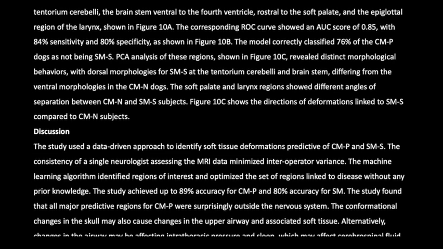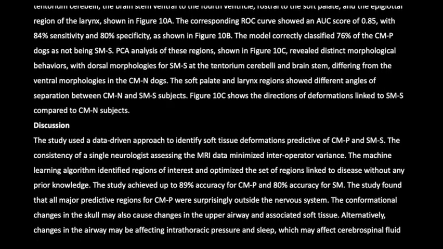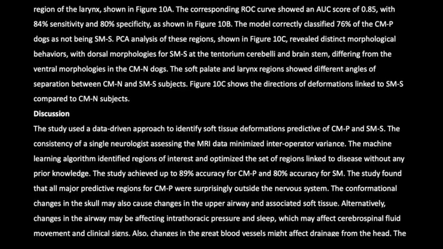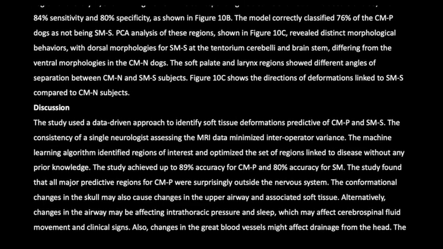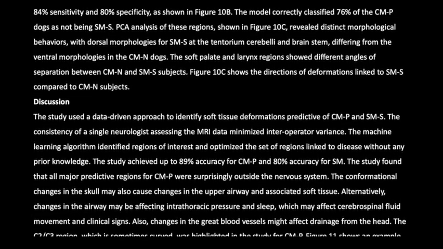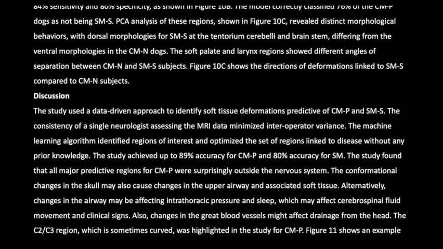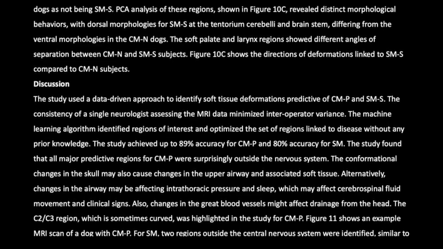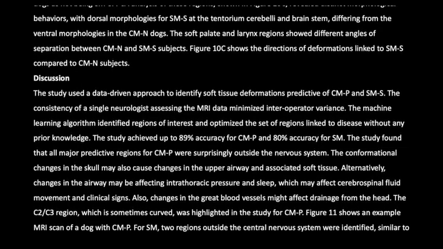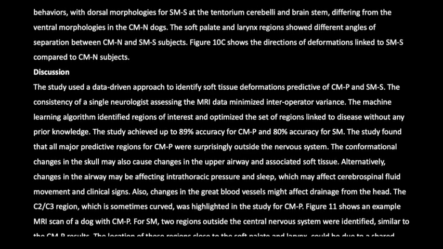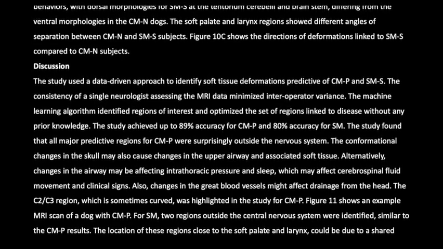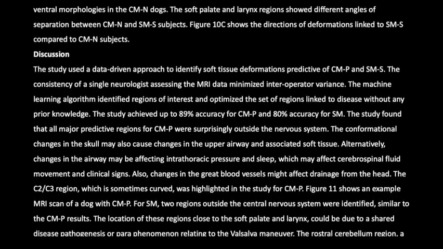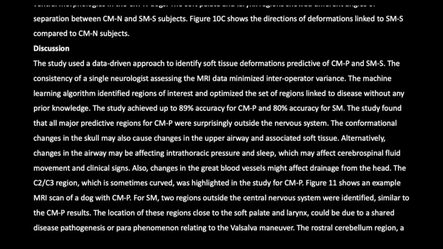Discussion: the study used a data-driven approach to identify soft tissue deformations predictive of CMP and SMS. The consistency of a single neurologist assessing the MRI data minimized interoperator variance. The machine learning algorithm identified regions of interest and optimized the set of regions linked to disease without any prior knowledge. The study achieved up to 89% accuracy for CMP and 80% accuracy for SM. The study found that all major predictive regions for CMP were surprisingly outside the nervous system. The conformational changes in the skull may also cause changes in the upper airway and associated soft tissue.